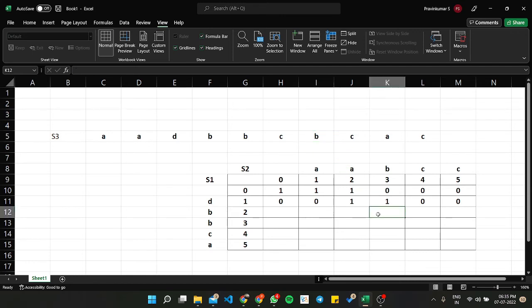So I hope you understand. If you did not understand, please try by yourself. Try to make this table by yourself and you can clearly understand. So now, in this way we can fill this table. Okay, so now let's look at the code.